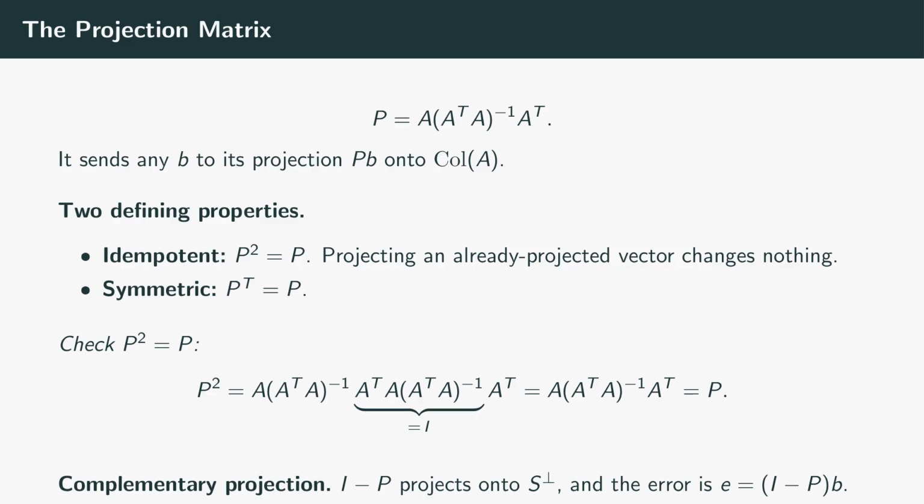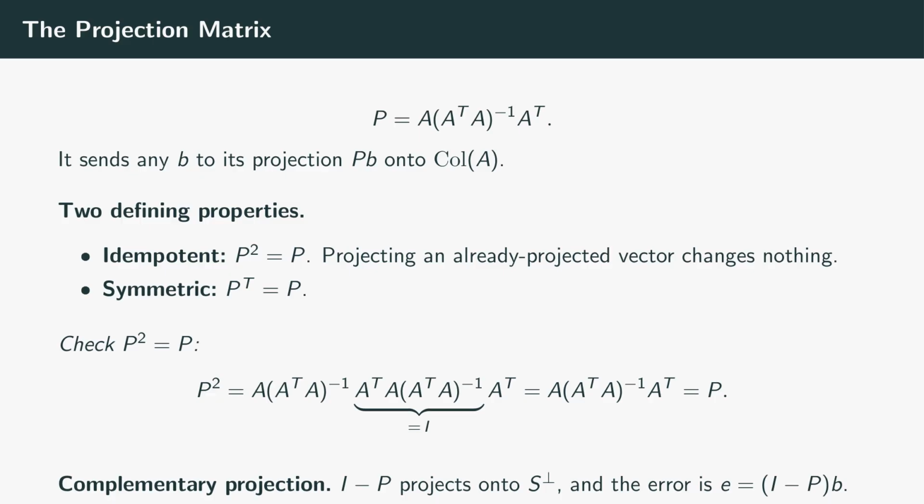First, it is idempotent: P squared equals P. In words, once you've projected a vector into the subspace, projecting again does nothing because it's already there. The shadow of a shadow is the shadow. Let me show the algebra. P squared is A times the inverse of A transpose A times A transpose A times the inverse of A transpose A times A transpose. And here the middle piece, A transpose A times its own inverse, collapses to the identity, leaving exactly P again.